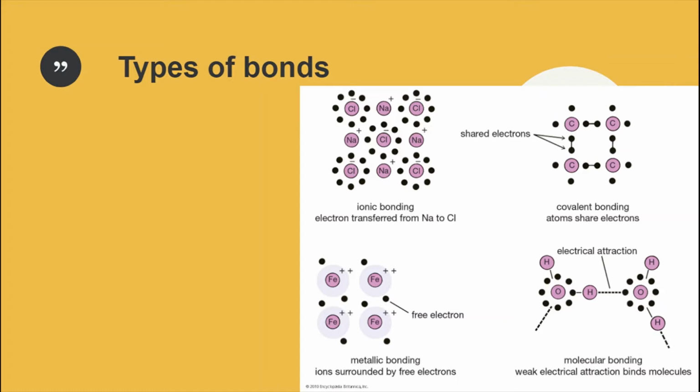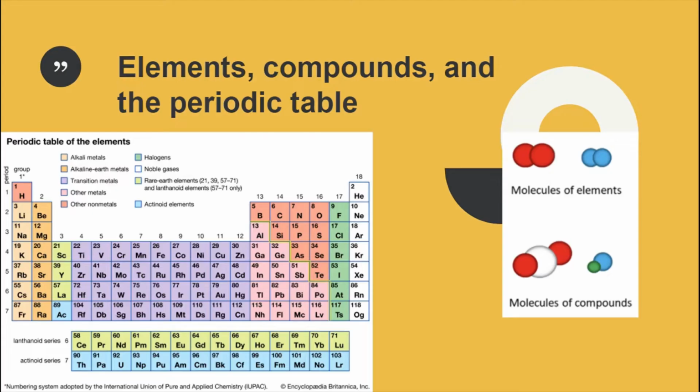Other molecular bonds include London dispersion. It's not vital to know a ton of these. So, now that we've talked about molecules and atoms, let's talk about elements and compounds.